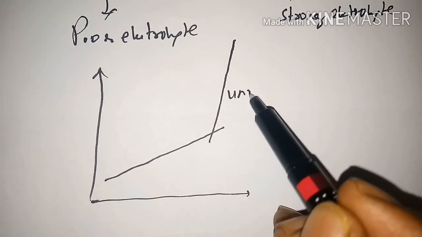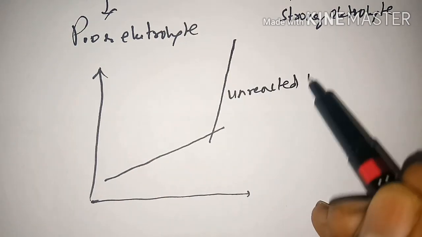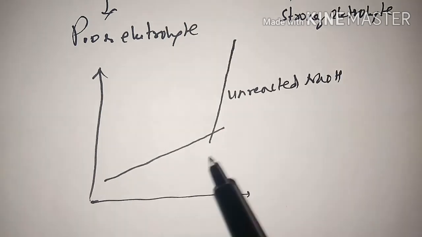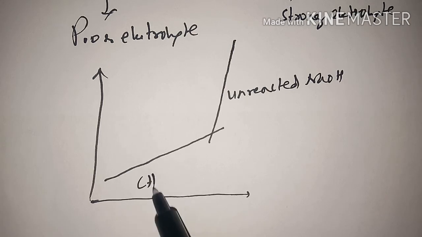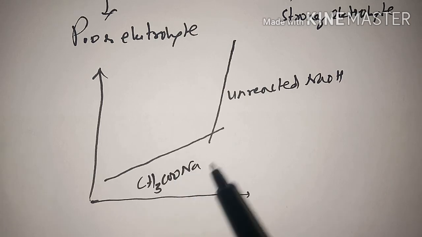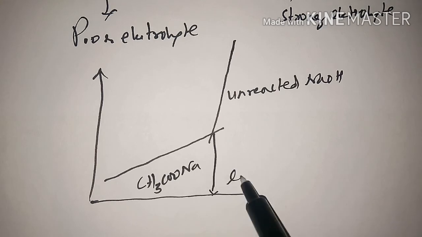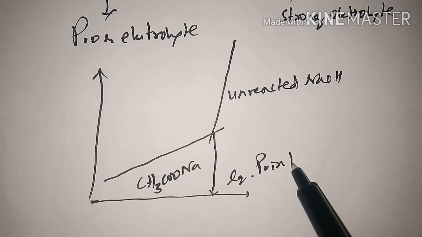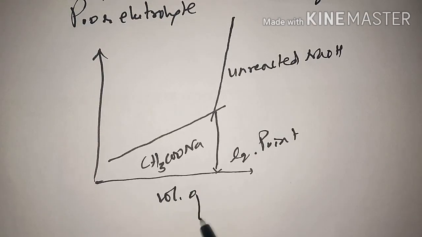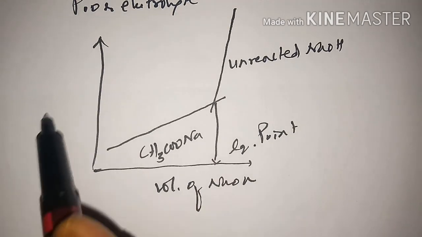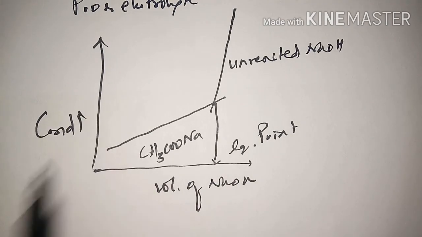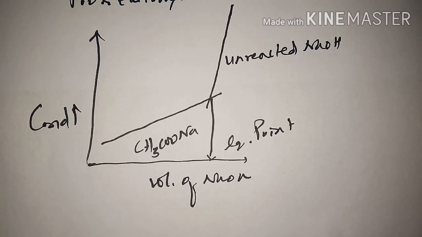This is due to unreacted NaOH, because NaOH is a strong electrolyte compared to sodium acetate. This is due to the formation of sodium acetate, CH3COONa, and this we call the equivalence point. That is the volume of NaOH required to neutralize acetic acid, this value. So this is conductance, and this is weak acid versus strong base.